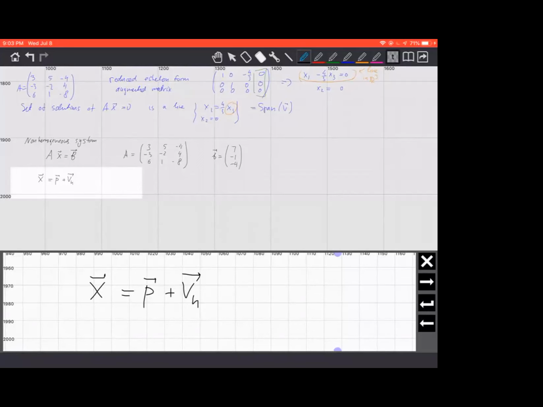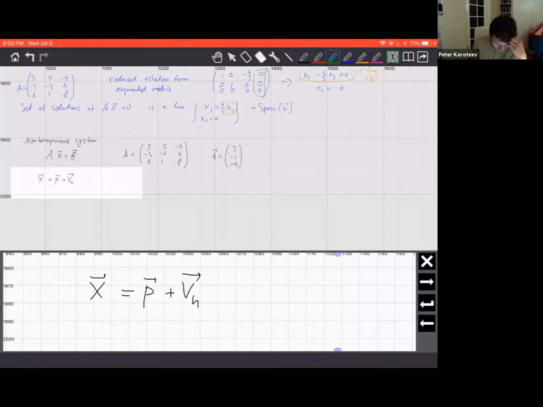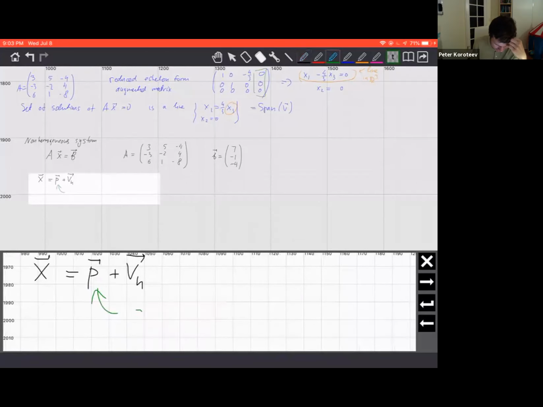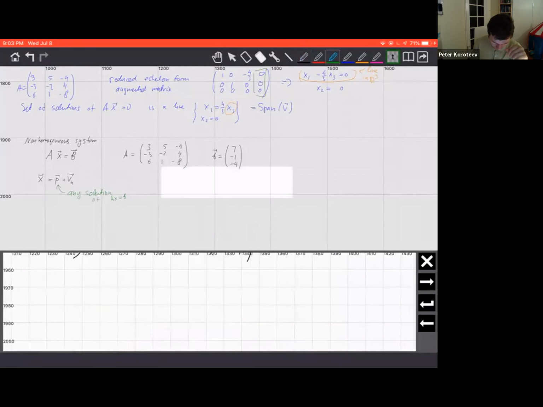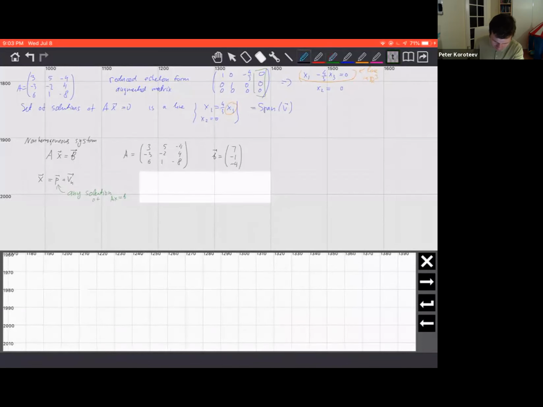P is any solution of the inhomogeneous equation. Let's check, right? So the vector P from that slide was this. Let me not put back the mathematics, I'm just going to copy it here. So vector P was -1, 2, 0. Let's check that if you plug p instead of x, you'll get a solution.